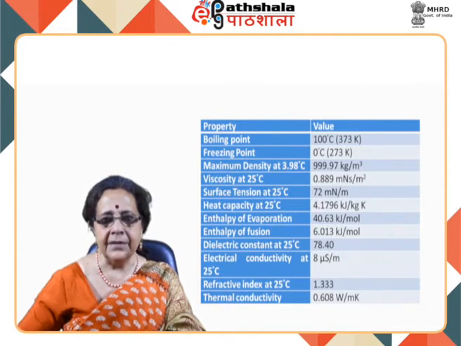The viscosity of water at 25 degrees Celsius is 0.889 millinewton second per meter squared. The surface tension of water at 25 degrees Celsius is 72 mN per meter. The heat capacity at 25 degrees Celsius is 4.1796 kilojoule per kg Kelvin. The enthalpy of evaporation is 40.63 kilojoule per mole, and the enthalpy of fusion is 6.013 kilojoule per mole.